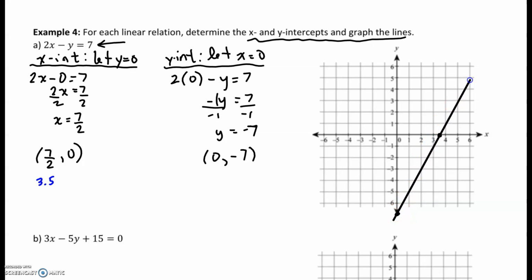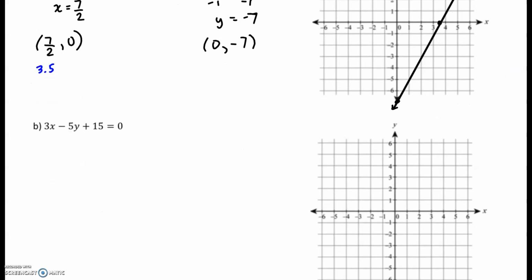Make sure it doesn't just connect the points, it goes from one side of the graph to the other, and then you put arrows on the end, label with the equation. Okay, and that's how you graph using intercept method. Let's try our next example.